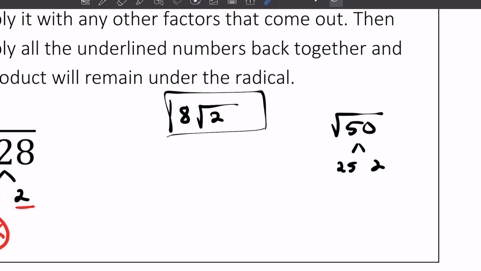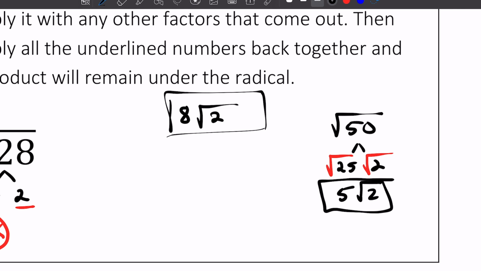So what I like to do now is draw a square root for each of these two factors here. The square root of 25, we know that is just 5, and the square root of 2, well, you can't take the square root of 2, so you leave it alone. So it's going to be 5 times the square root of 2, and that is your answer. Okay?